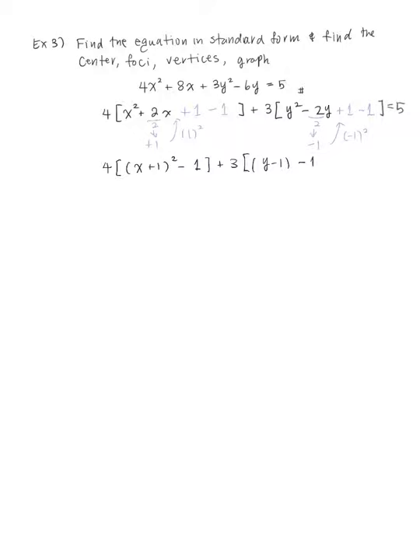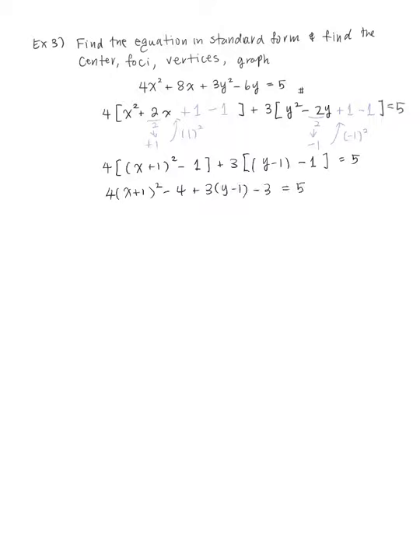minus 1 equals to 5. So now we need to distribute that 4 and 3 into the equation. So we're going to get 4 times x plus 1 squared minus 4 plus 3 times y minus 1 minus 3 equals to 5.